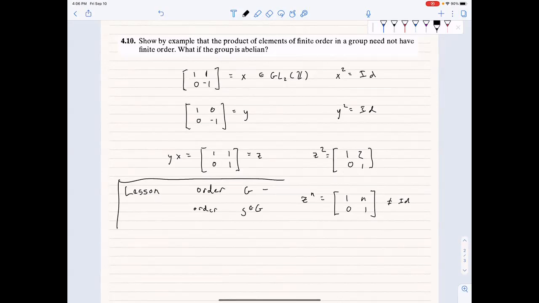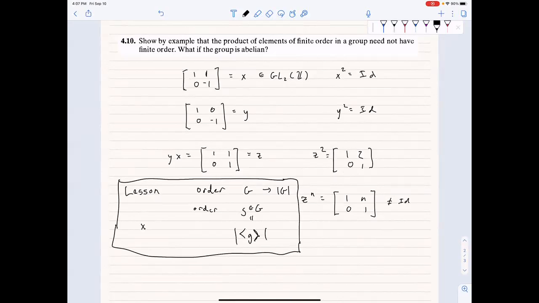There are two different notions of order. One is just the number of elements in the group as a whole. The other is equal to the number of elements in the cyclic subgroup generated by G. So if you look at X and the cyclic subgroup of X, you get X and the identity. X squared is the identity, and that's all you have.